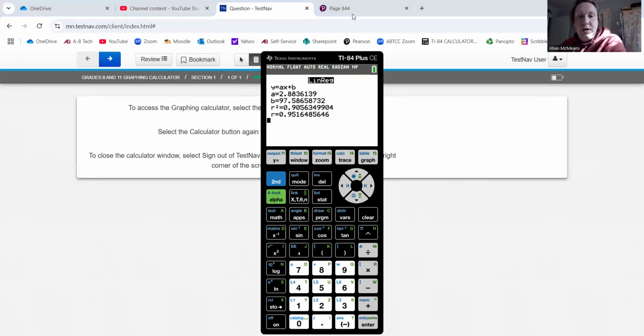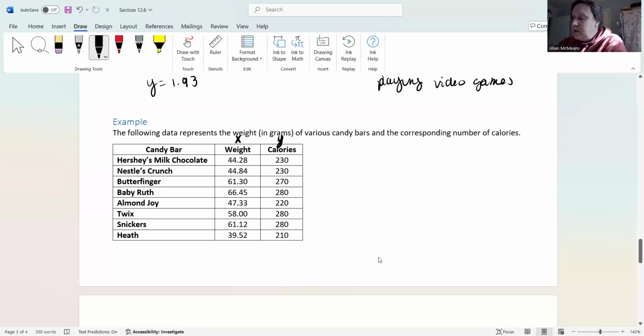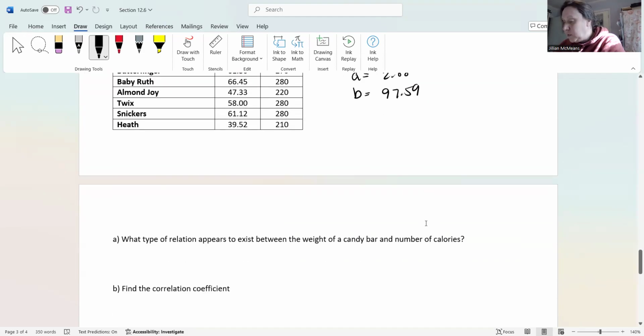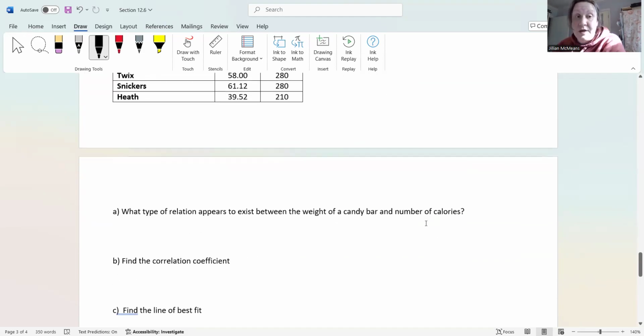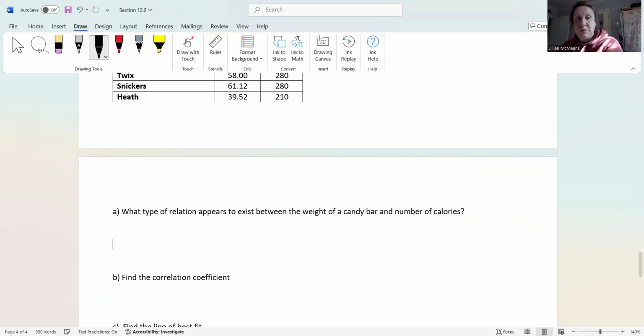Okay, so we have, remember, y equals ax plus b. And we were told that a is 2.88 with rounding. B is 97.59 with rounding. And then I think question A is probably something about the correlation coefficient. So it says here, what type of relation appears to exist between the weight of a candy bar and the number of calories? So for this one, let's just write out what we think happens, okay?